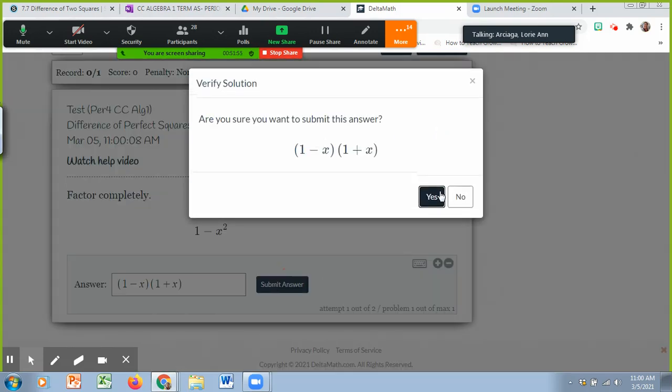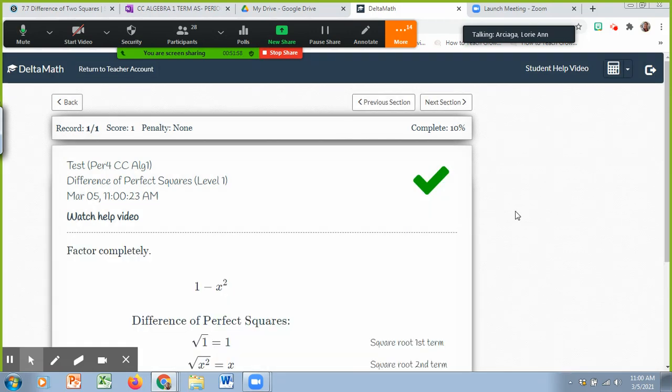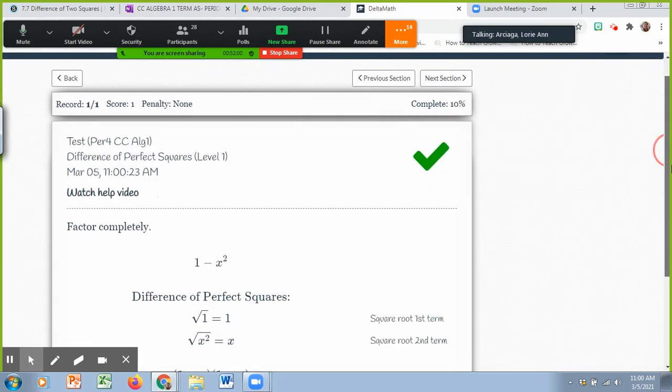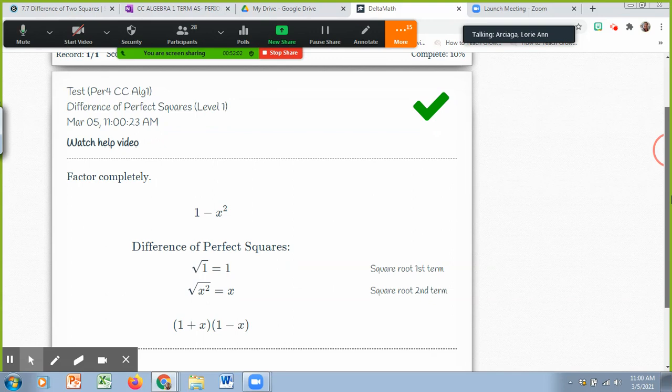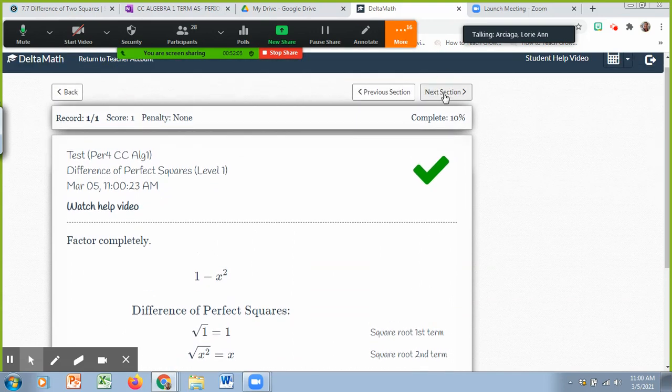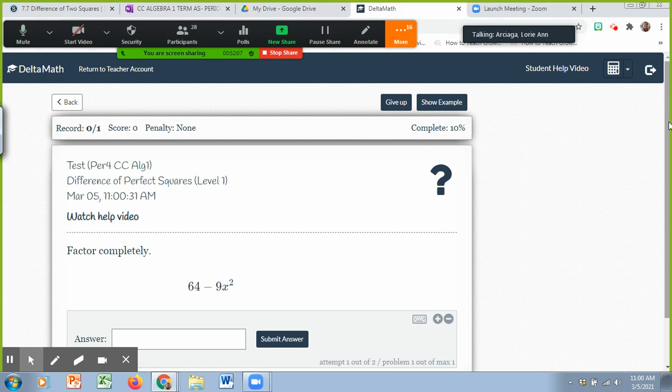My Delta Math seems to be working. How about yours? Is it working now? If not, just write down the answers on a piece of paper and catch up on it later on. Okay.